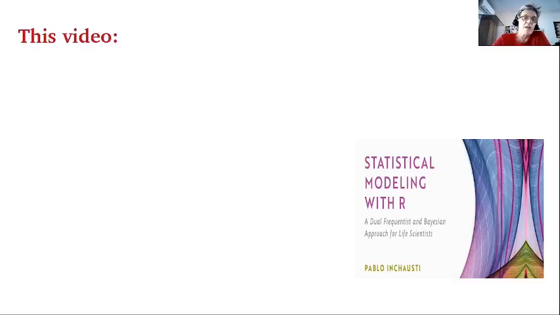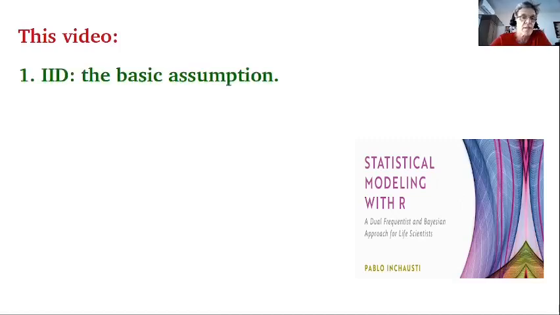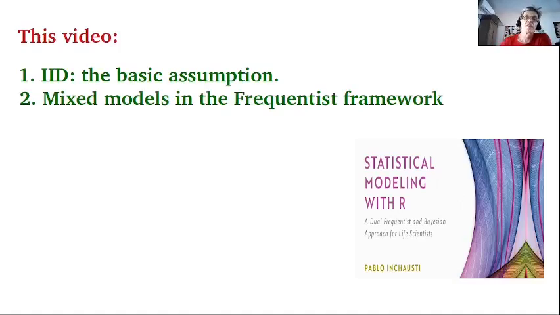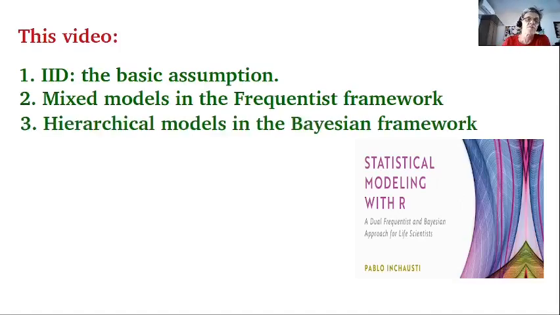Today's video is going to be largely conceptual in that there will not be any solved examples. The solved examples will be left for the next video in this series. So today I'm going to talk about a fundamental assumption of all statistical models known as the IID assumption. I'm going to explain what it means in a second. And I thought that this is a good starting point to explain the reasons for the mixed models in the Frequentist framework and the reasons for the hierarchical models in the Bayesian framework. I repeat that examples of this will be shown in the next video in this series.